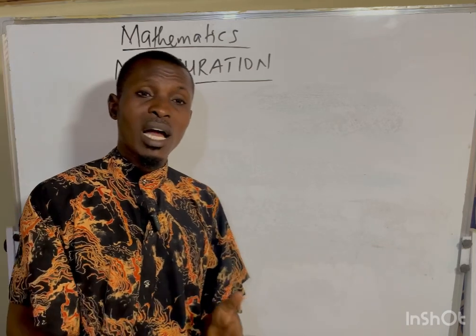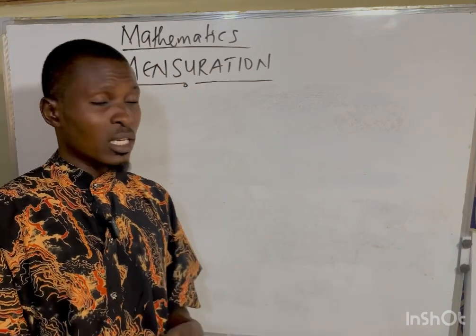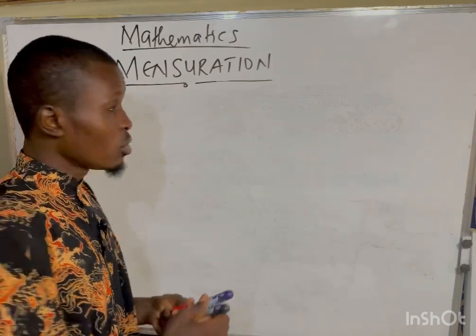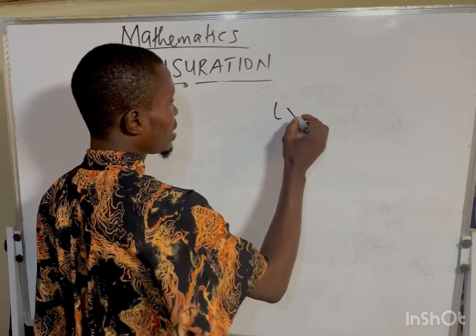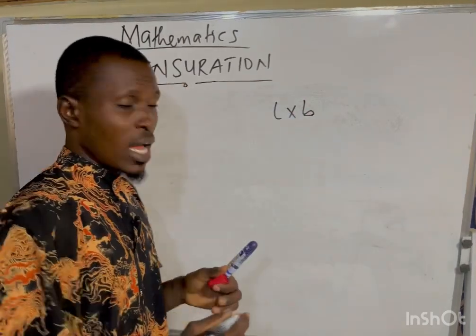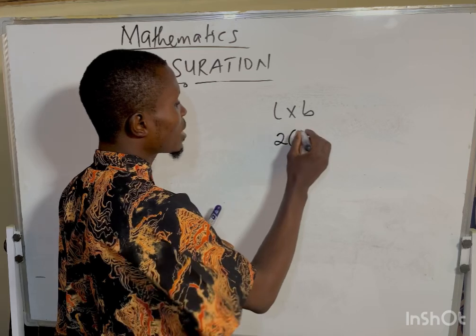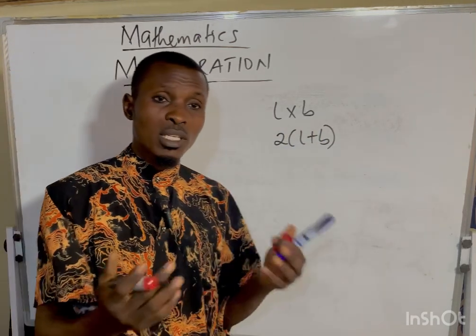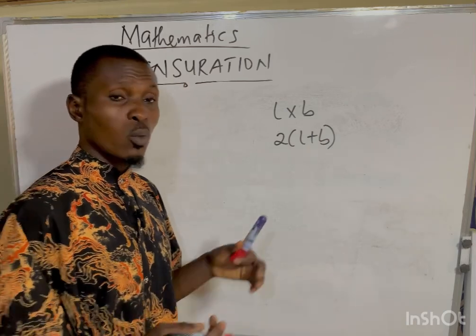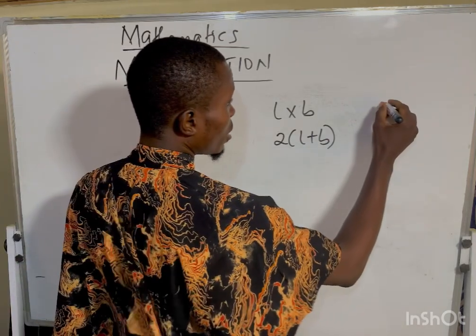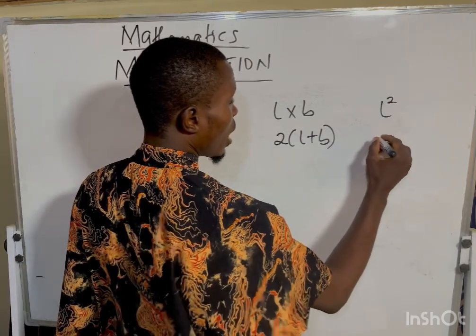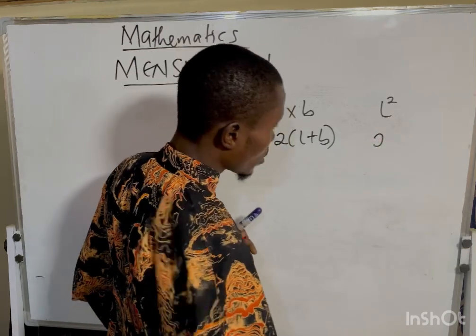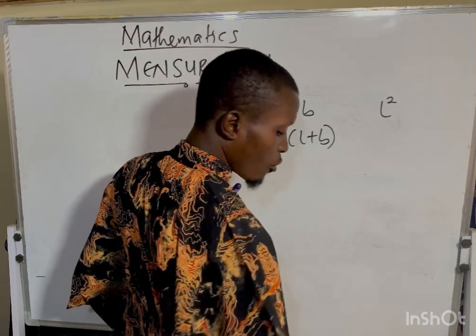A rectangle has opposite sides equal. So what do you know about the area of a rectangle? Area of a rectangle is length times breadth. And the perimeter is given by 2 bracket length plus breadth. This is for a rectangle. For a square, all the sides are equal. If you have a square with side L, the area is L square. And the perimeter is 4L.